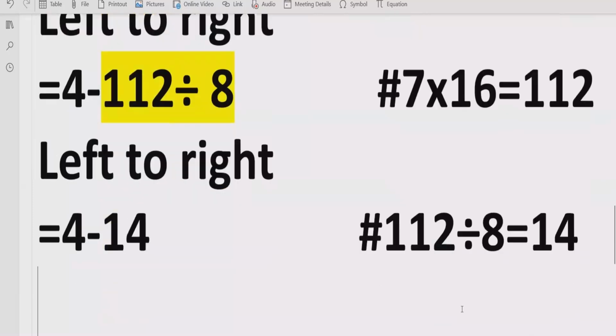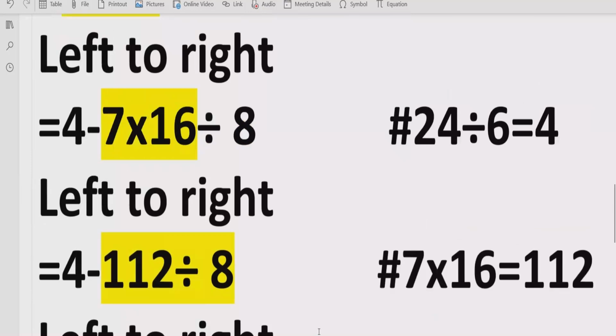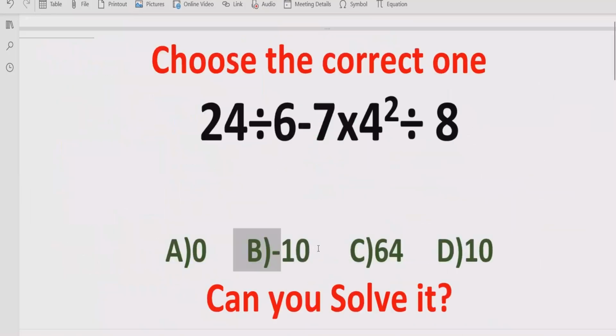Now we have two terms which are subtracting each other. So we will subtract both of them and get the answer 10. But not here, we will get the answer minus 10. Why? Because we have the minus sign with the 14. So we will get the answer minus 10. So the answer of the given expression is minus 10. If you see the answer list, answer B is the correct answer of this expression.